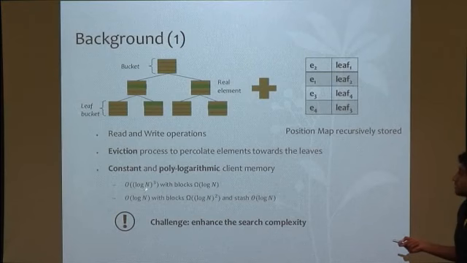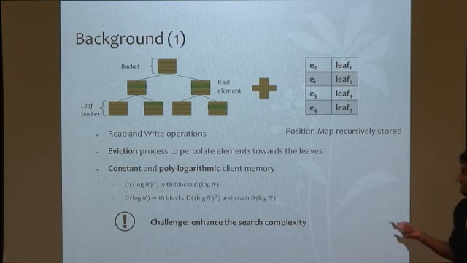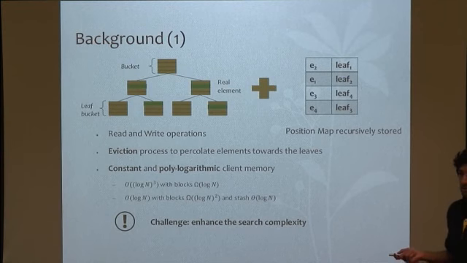What are the consequences of these two types of structures? The first one allows a per-access search communication complexity of log cubed in the number of elements, where the blocks are at least log n. The second is more efficient. You can see that we can perform a log n per access.